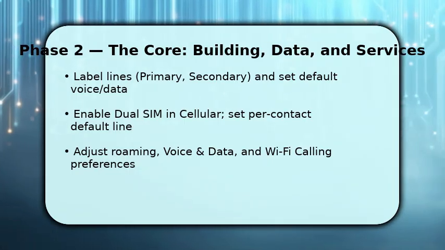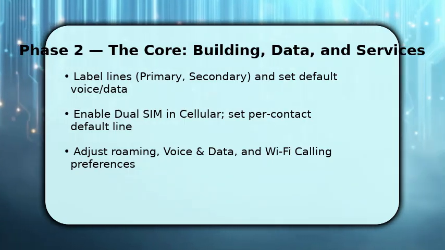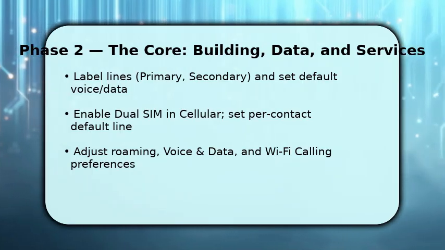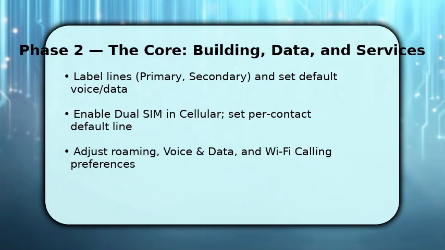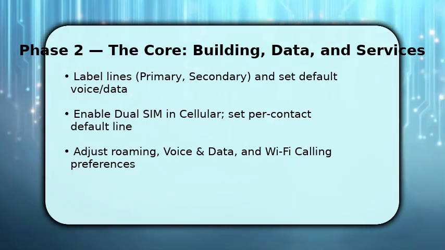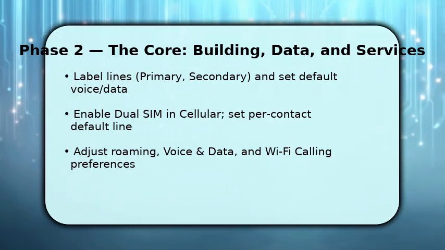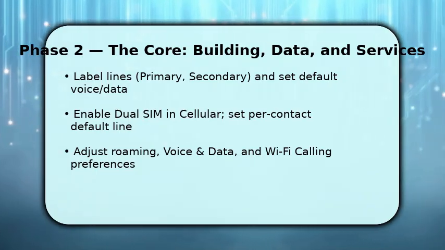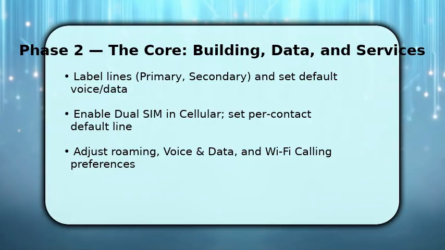Next, choose your default for voice and mobile data. Make sure you understand that data switching can affect apps. You can assign a specific line per contact in Contacts, which keeps personal and work calls separated. Also, enable Wi-Fi calling and set roaming preferences now, so calls and data behave predictably when you travel.